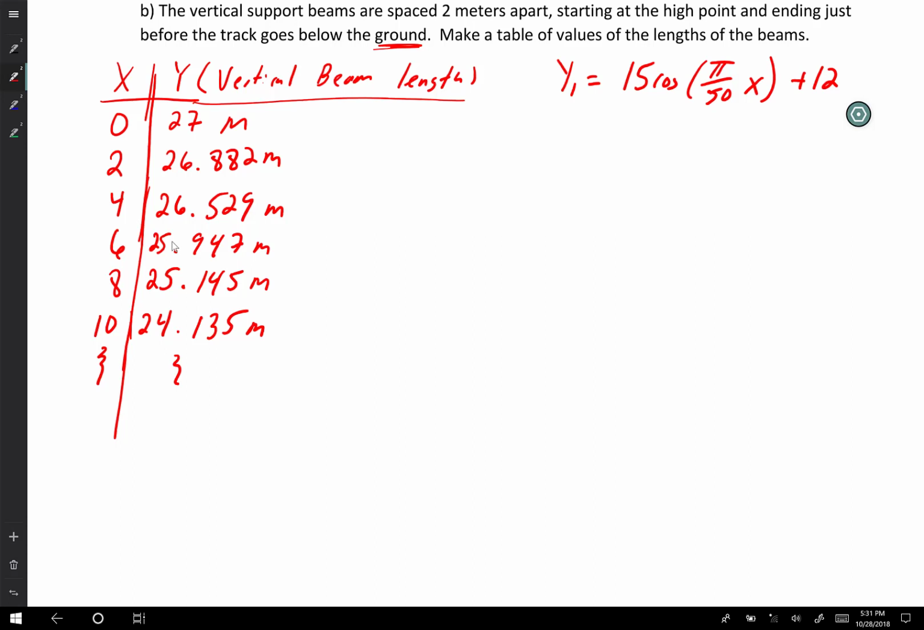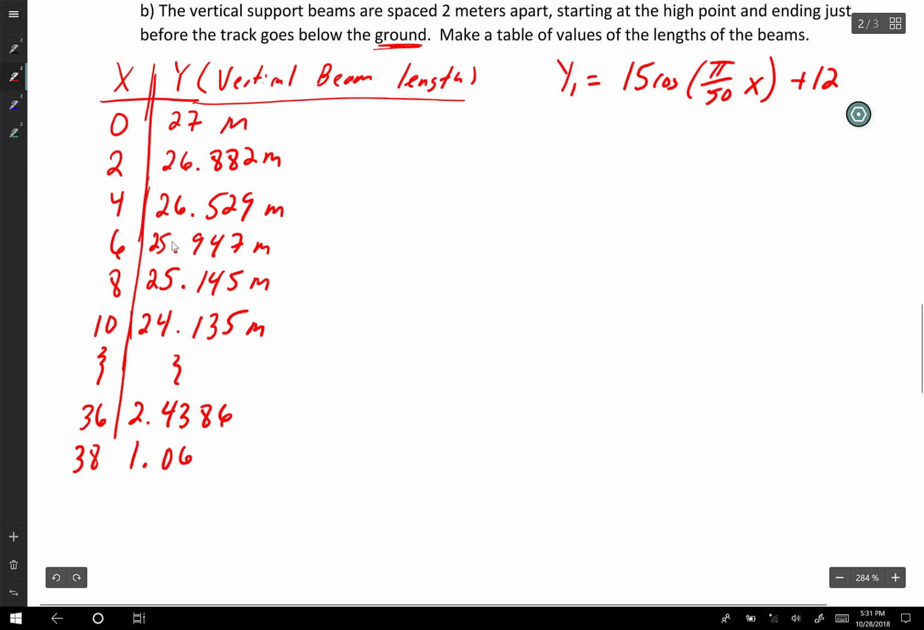to 38. So I'm going to show 36, 2.4386, to 38, 1.0655. All right, guys, pause it a little bit so you can finish up.